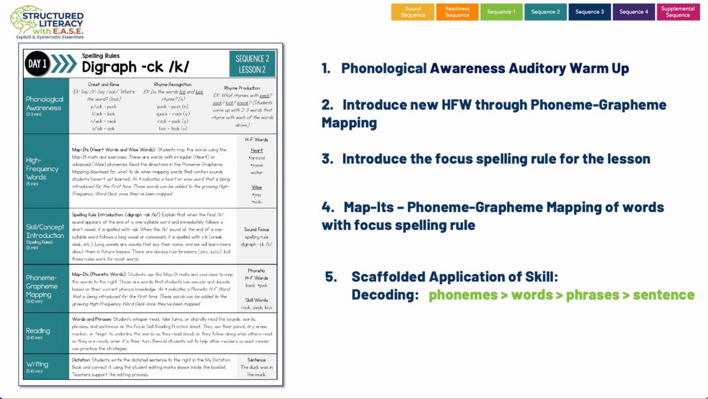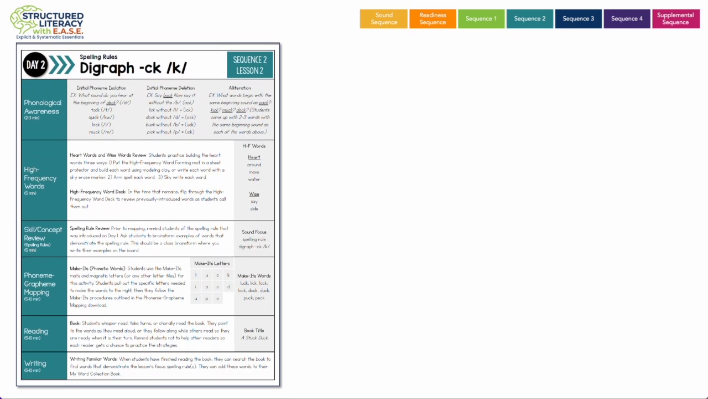And then we go on to our scaffolded application of the skill where we're going into decoding. And in this part, we're decoding phonemes, words, phrases, and sentences. And then in the last part, we scaffold the application of the skill through encoding where they're writing a dictated sentence. So that's day 1. Now let's jump into a quick overview of day 2. Again, we have a phonological awareness auditory warm-up.